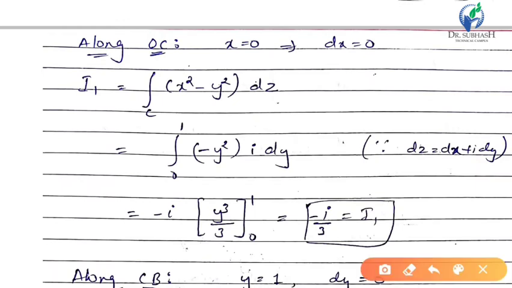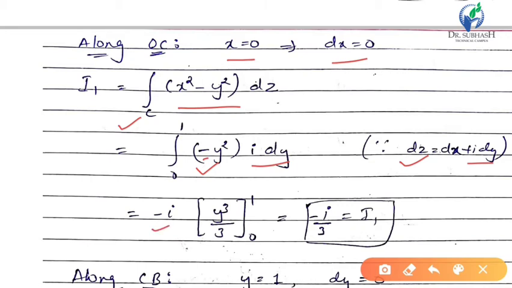Okay, now as I said, I am taking the integrals one by one along OC. It is the y axis, so I am taking x equal to 0, so dx will be equal to 0. Along the curve, this is my real part of z square, I am putting x equal to 0, so I am left with minus y square, and I will put dx equal to 0 in this equation, so I will get i dy. Okay, and the limit will be in terms of y. We will just see the starting point and ending point of the y coordinate, so it will be 0 to 1.